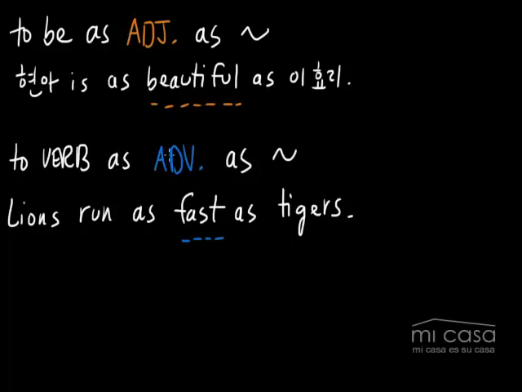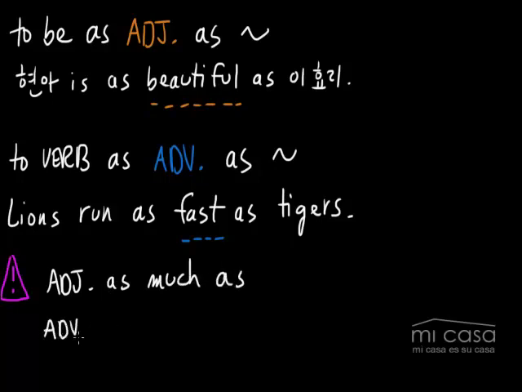Always as, adverb, as. With an adjective, as, adjective, as. And I'm going to put up a warning already because I hear a lot of mistakes when Korean people are trying to use this. A lot of Korean people say adjective as much as or adverb as much as, which is wrong. Please don't say this. It's bad, and I'm going to cross it out. Don't say adjective as much as or adverb as much as.